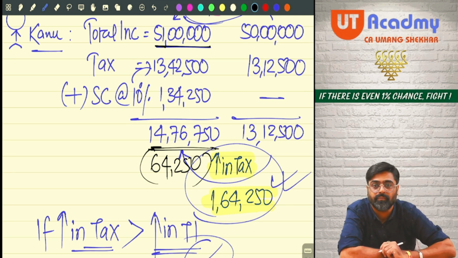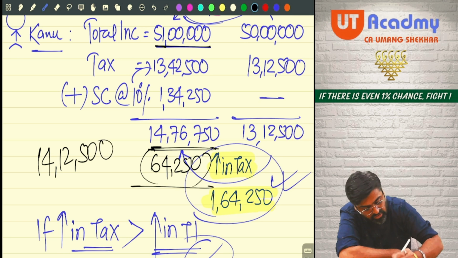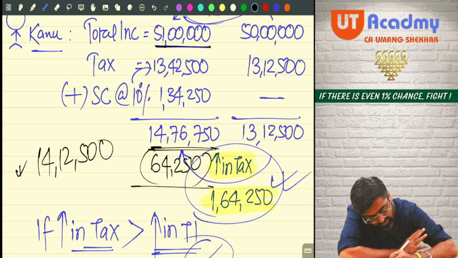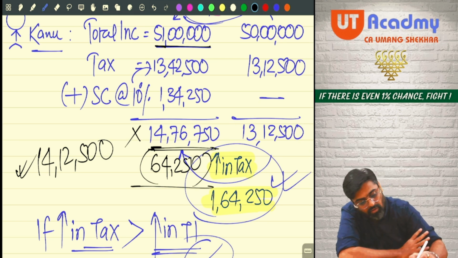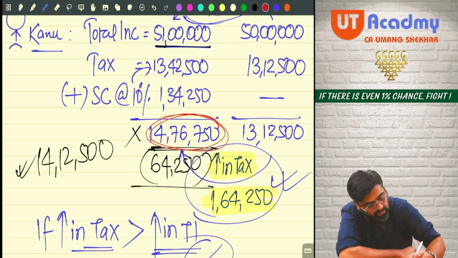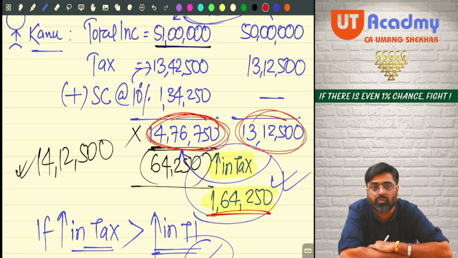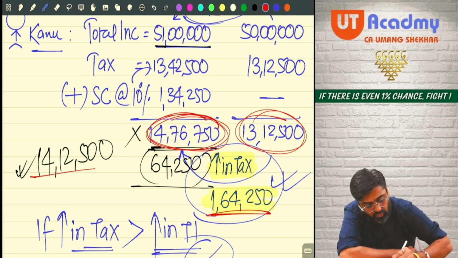Now reduce it. How much is the final amount? Come on, tell me. It will be 14,12,500. Please check once. So the government is asking you to pay only this tax and not that amount of tax, by giving you 64,250 marginal relief. Earlier, the difference between this amount and that amount would have been 1,64,250. Now is the government asking you to pay 14,76,750? No, the government is asking you to pay only 14,12,500.